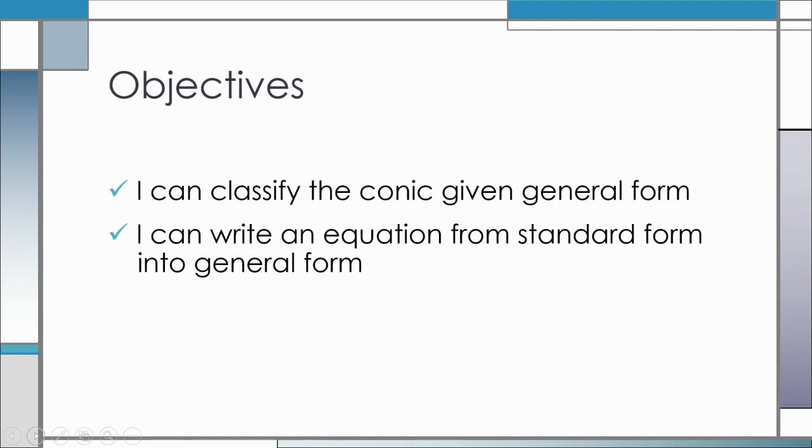So that's what I wanted to get through. We can now classify a conic given general form, and we can rewrite from standard form back into general form.